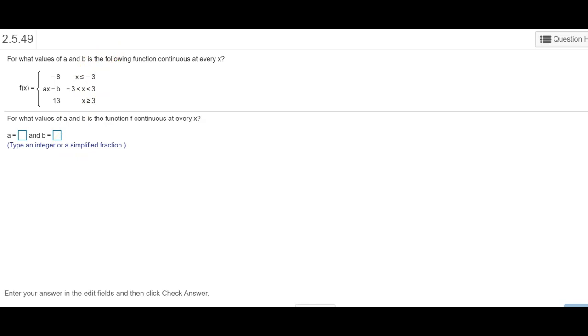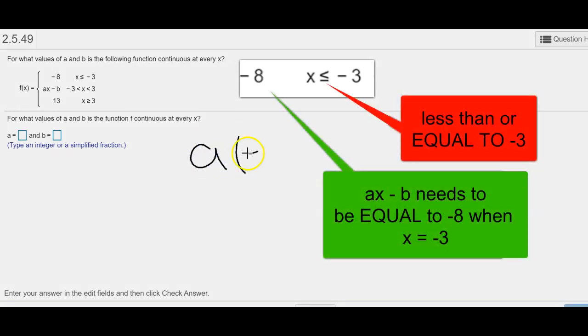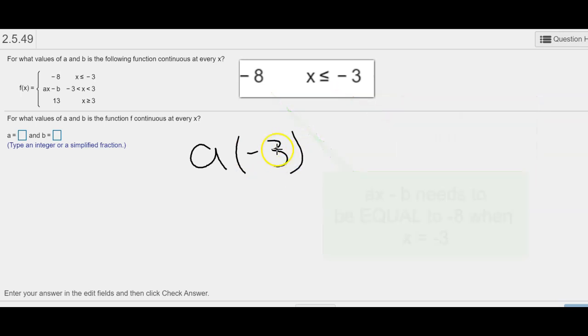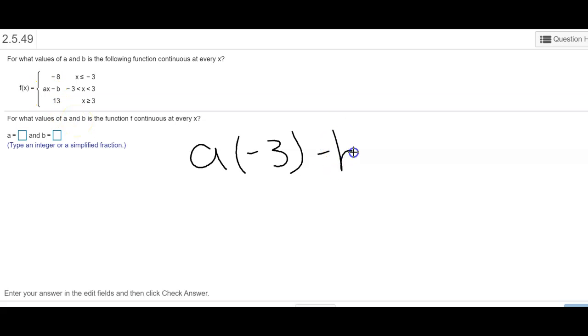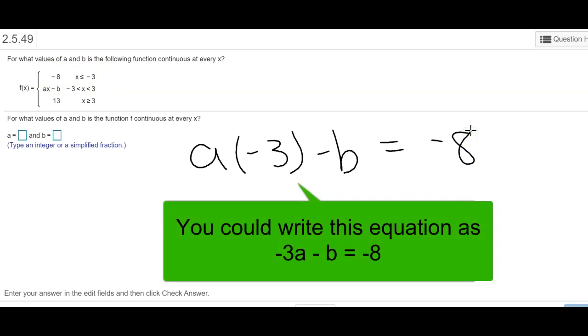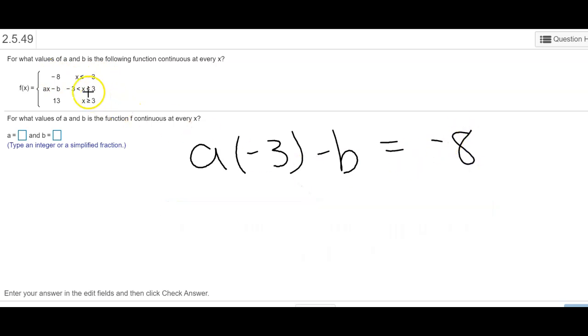And so what we want is when x is -3, if I plug -3 in for this x right here, so a times -3 minus b, I want that to be equal to, right, when x is less than or equal to -3, we get -8. So I need it to be equal to -8. Alright, and then when x is +3, we need this thing to be equal to 13. So when a times +3 minus b, I get +13.